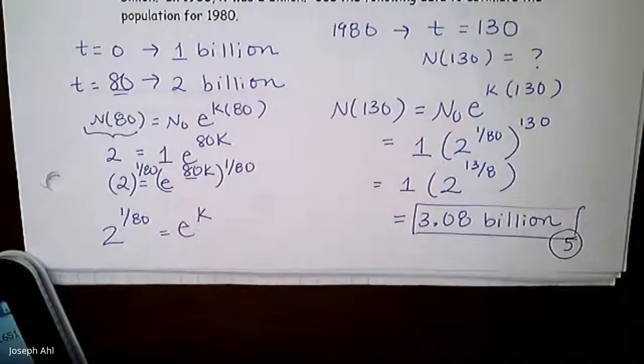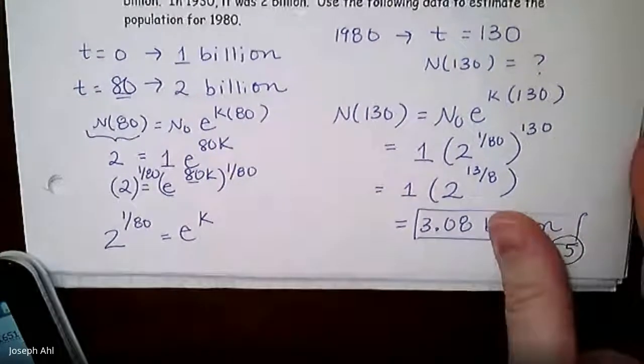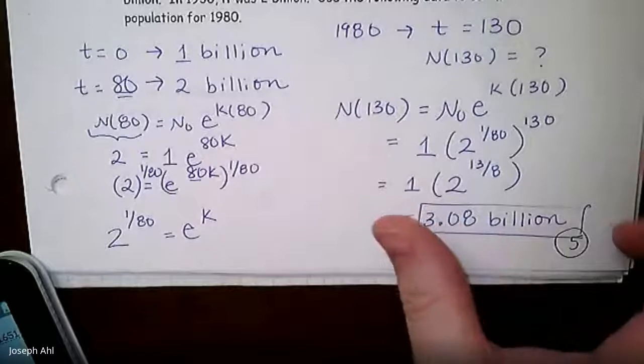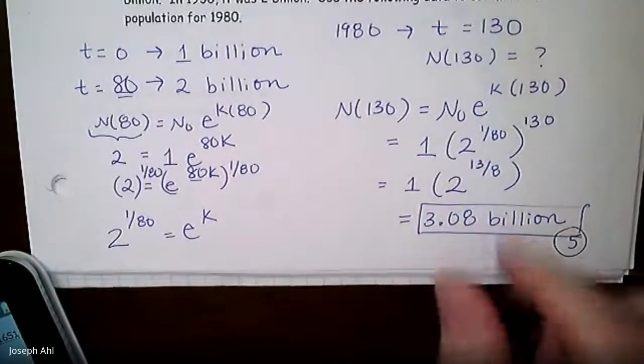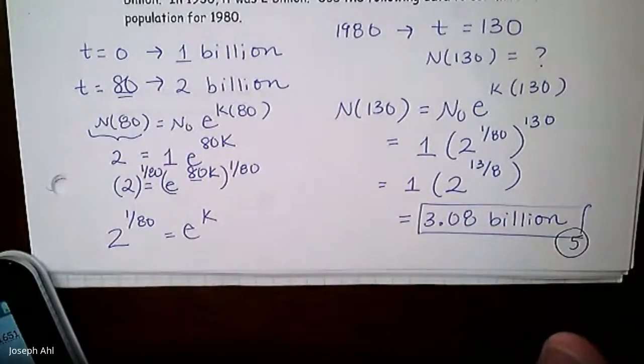So it's nice to be able to have models like this to make predictions about the future. And as we get more and more data, the model may adjust from here to there, but we can use this exponential growth model to predict what's happening in 1980.